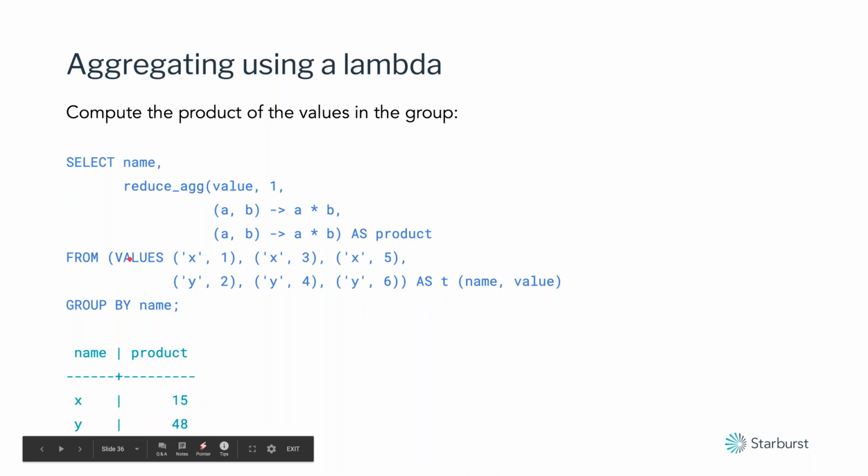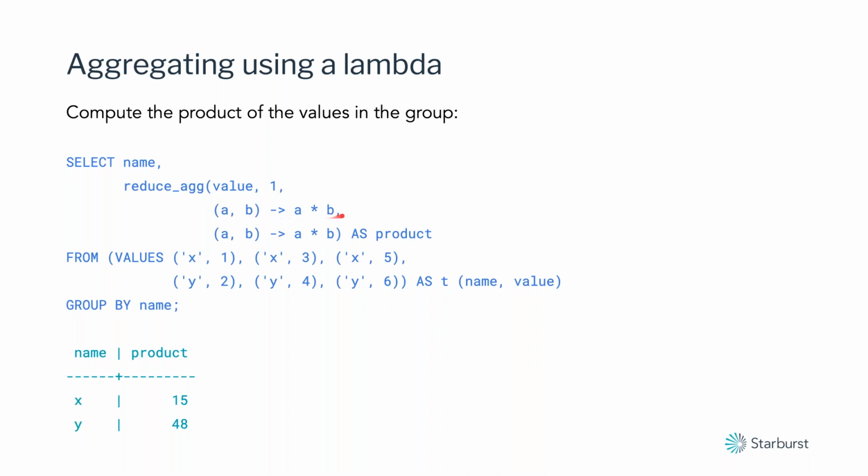So how the reduce_agg function works is the first argument is the value that we're going to be aggregating over. Just think of it like the sum function, where you'd pass in sum of value. So with reduce_agg, you're passing in the value. And the next thing we're passing in is the starting value for the aggregation. Since we're multiplying, we want to pass in 1 so that if you multiply 1 times something else, you get the thing that you're multiplying against.